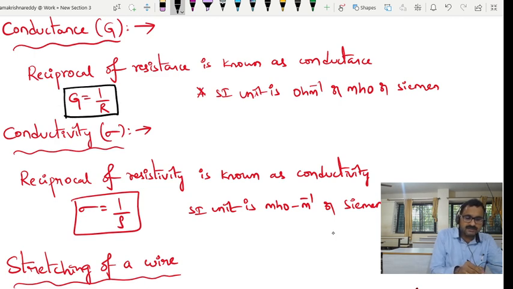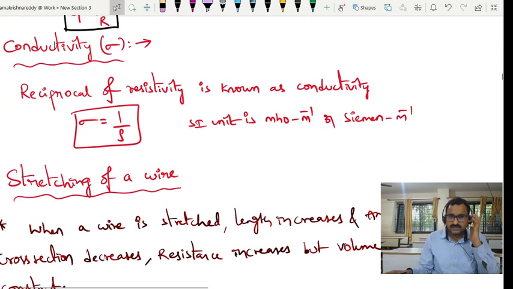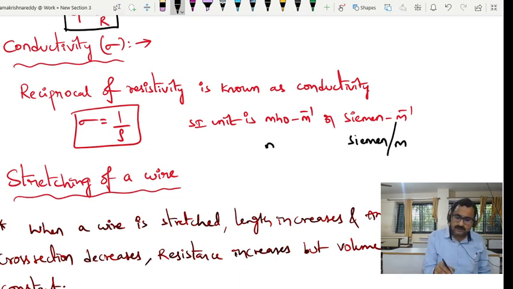What is the SI unit? You can easily tell it is ohm inverse, or mho, or Siemens. Conductivity: the reciprocal of resistivity is known as conductivity, that is sigma equals 1 by rho. Its unit is mho per meter, or mho meter inverse, or Siemens per meter. The meaning is the same. Coming to the meter, it becomes meter power minus 1.